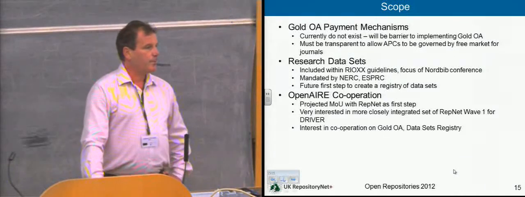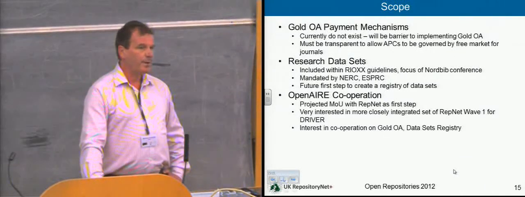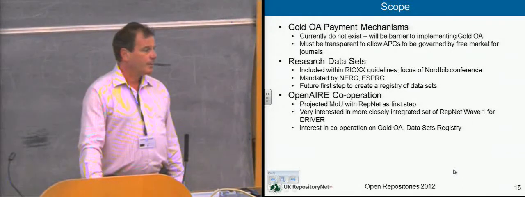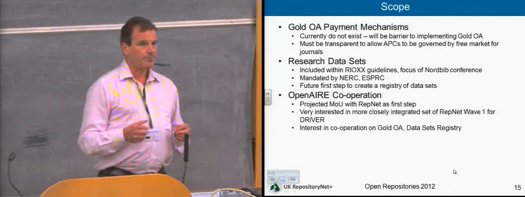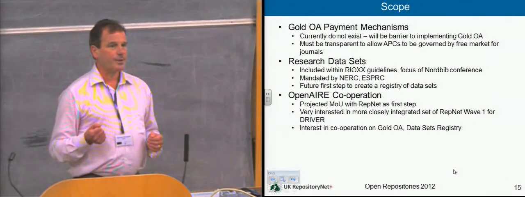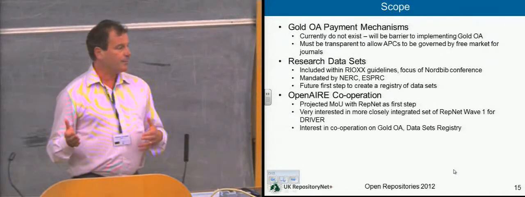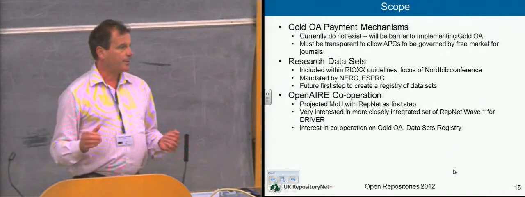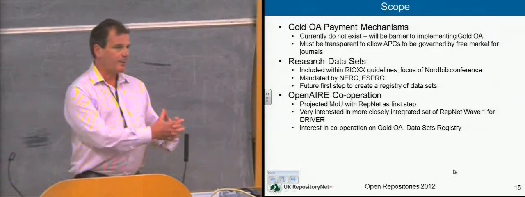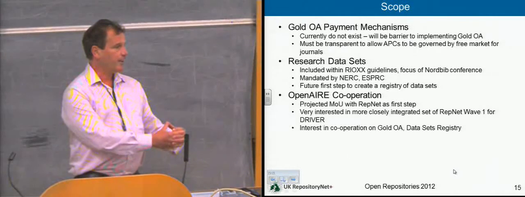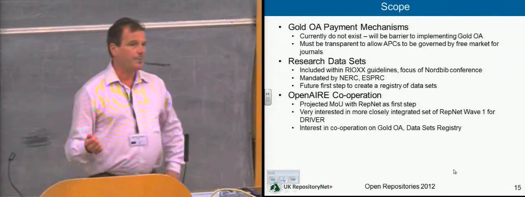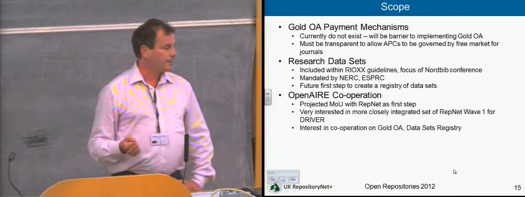So as part of scope, one of the things that we keep a watching brief on is payment mechanisms for gold open access, because we believe that if the market is going to be truly transparent for publication fees, for the APCs, then there has to be a free market for doing that. And the best way to create a free market is for it probably to be handled at an institutional level and to be handled through the universities rather than through the publishers. At the moment they don't exist, and it's going to be a big barrier to gold open access happening.